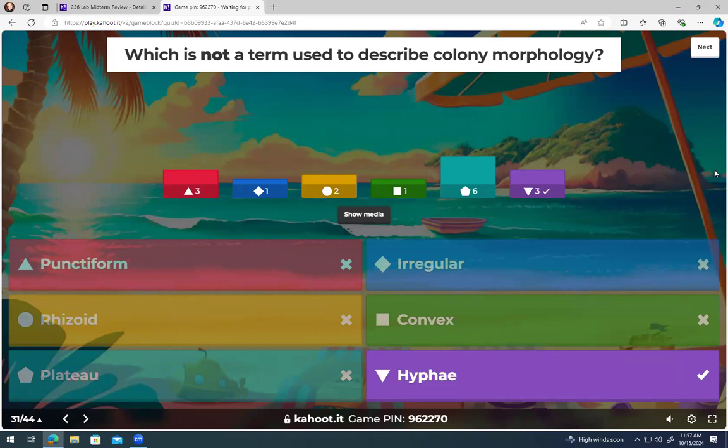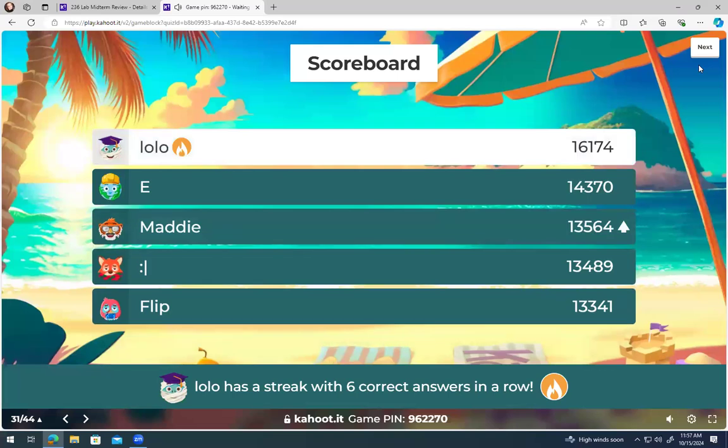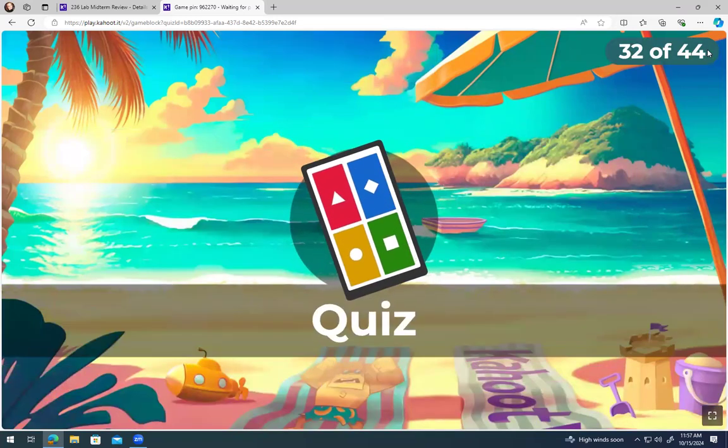So hyphae is the branching structures that fungi make. Anyways, I will probably give you a list and you pick the one that is the thing. So be able to pick it out. That's what I'm saying. It won't be as hard as this one.